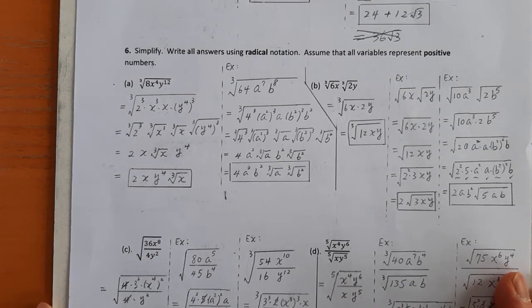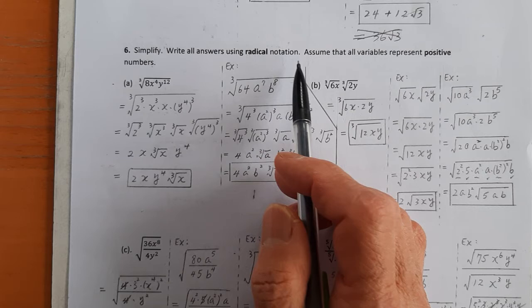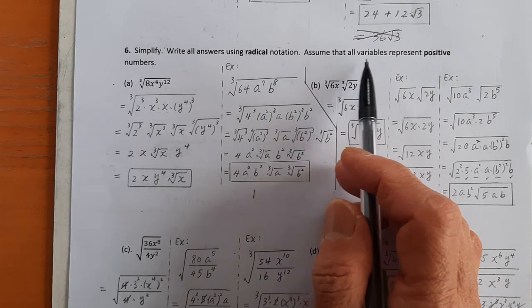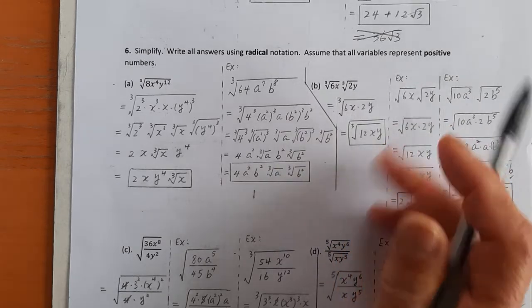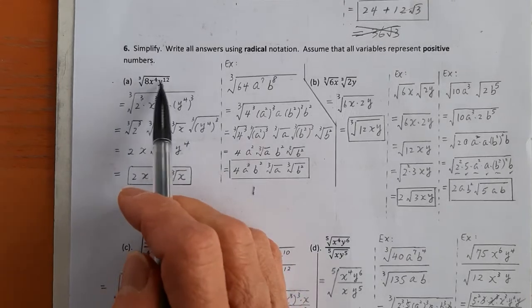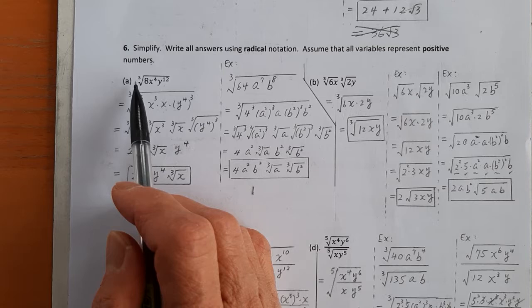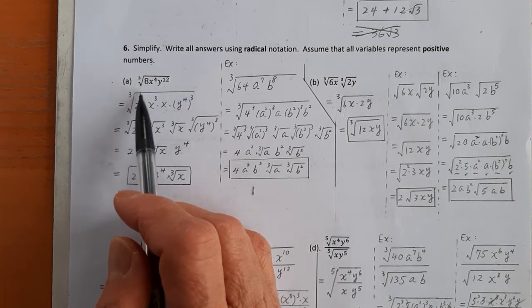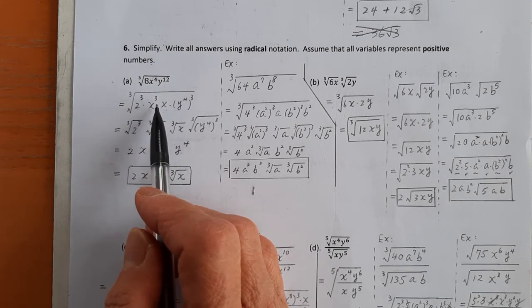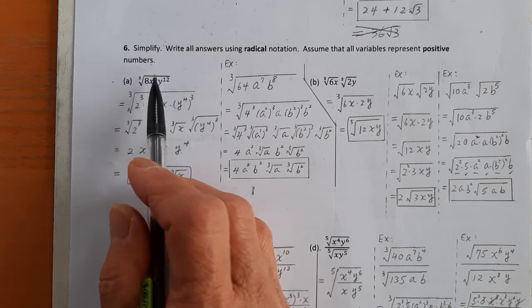Number 6. Simplify. Write all answers using radical notation. With radicals, assume that all the variables represent positive numbers. Like here, x, y are positive, a, b, all are positive numbers. So this one, take the cubic root. First of all, 8 we can write as 2 to the power 3. X to the power 4 we can separate as x to the power 3 times x to the power 1, because 3 add 1 is 4.